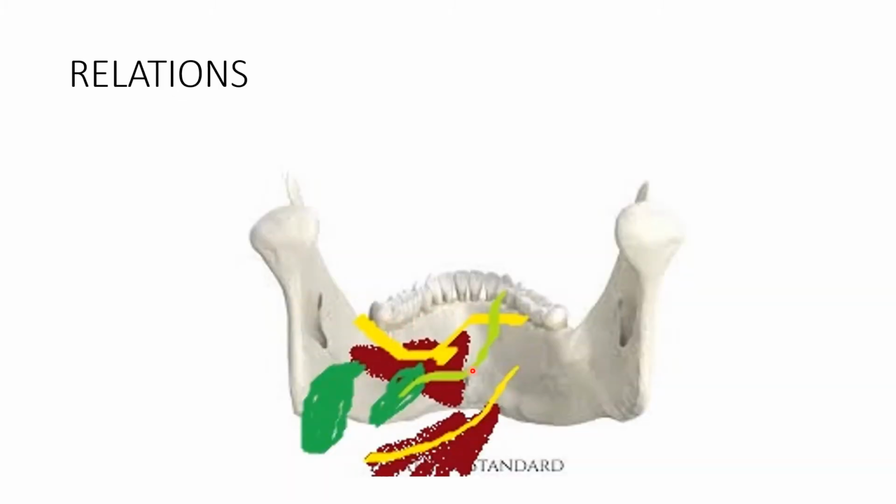Here, I have drawn the relations. This is the inner aspect of the mandible. As we already saw the mylohyoid line, you all know this muscle is known as the mylohyoid muscle, and the posterior part of the mylohyoid muscle divides the gland. The superficial portion and the deep portion are divided by the posterior part of the mylohyoid line. So the mylohyoid muscle divides it into two portions, and you should know the relations of this superficial part.